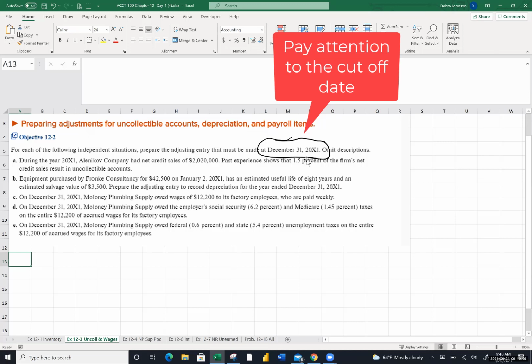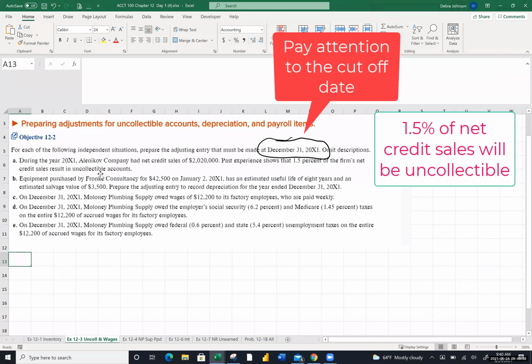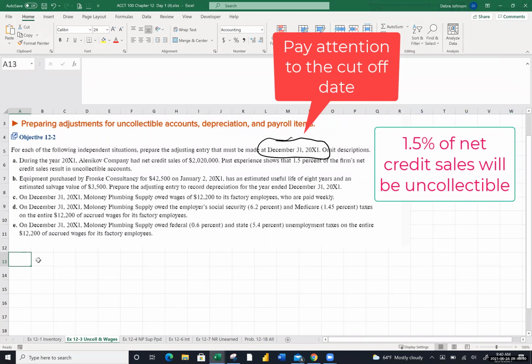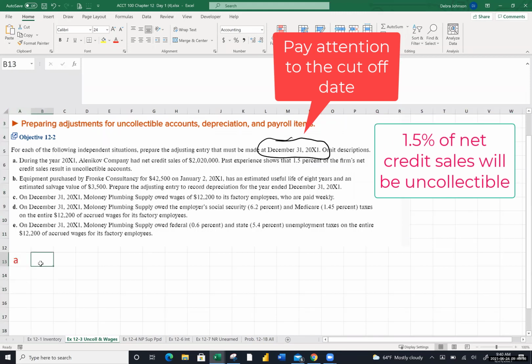We'll see. So A says, during the year, Alenikov had net credit sales of $2,020,000. Past experience, either at her company or from data that she's looked up, shows that 1.5% of the net credit sales result in uncollectible accounts. Okay, so I'm going to go through here and I'm going to show the adjustment letters in red.